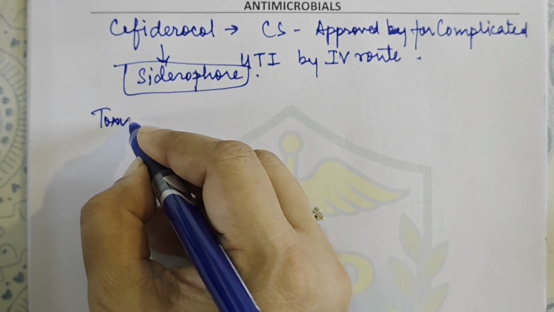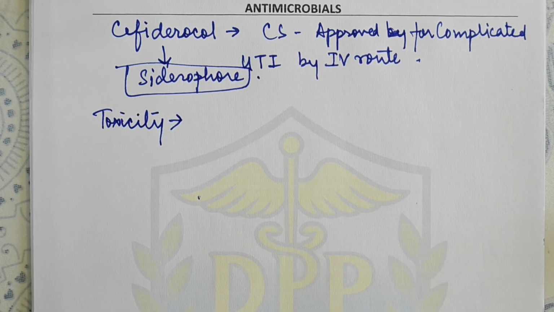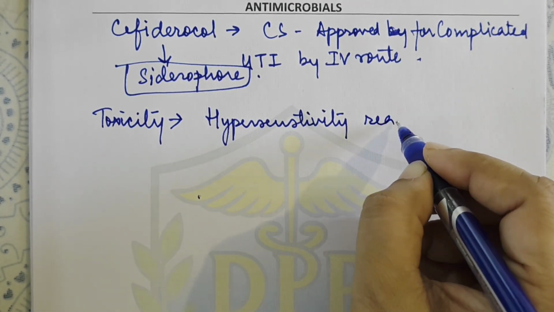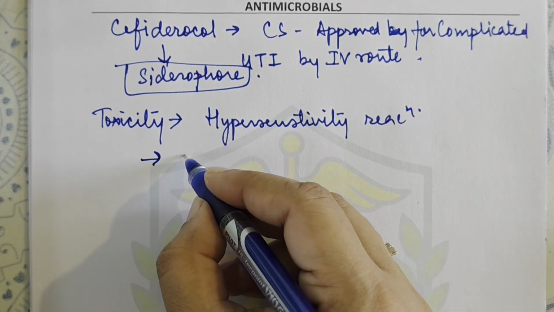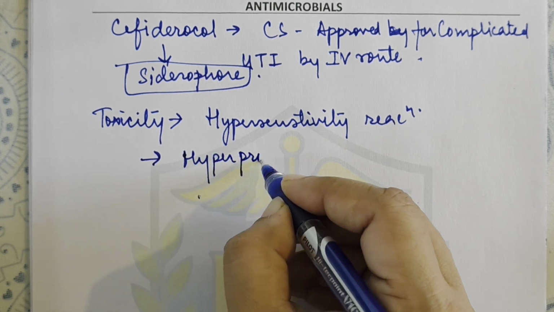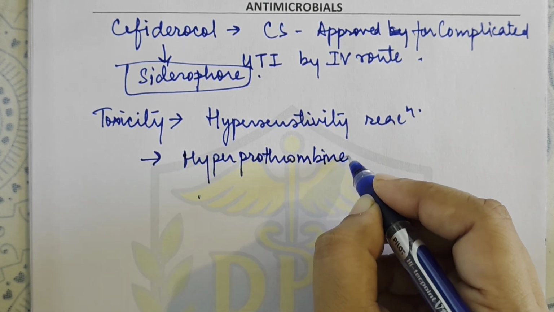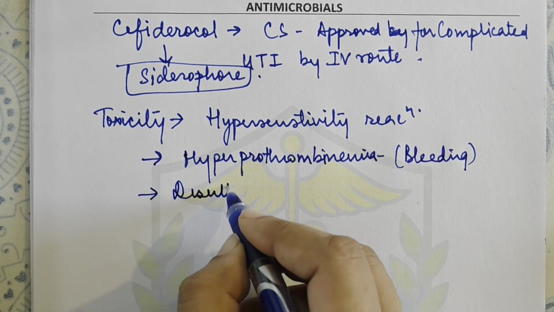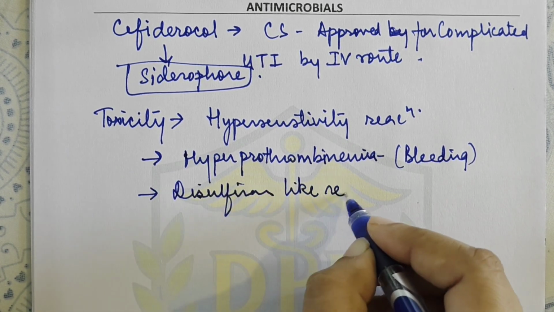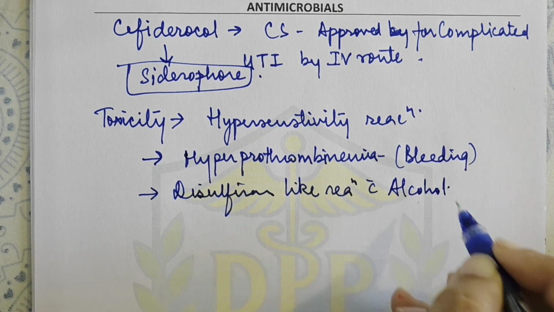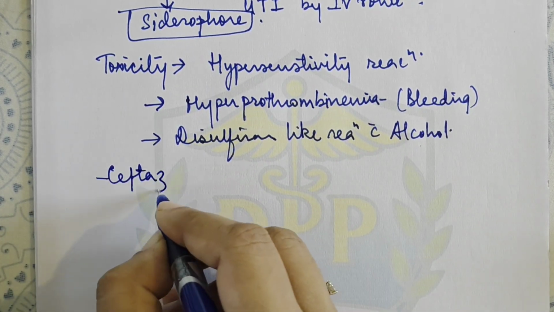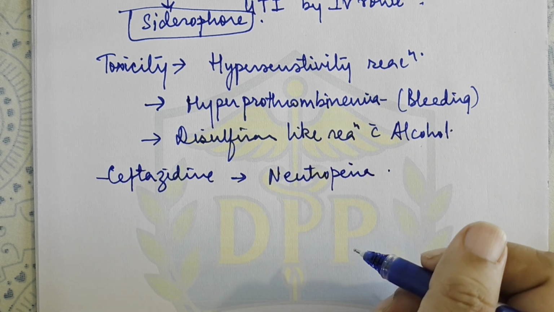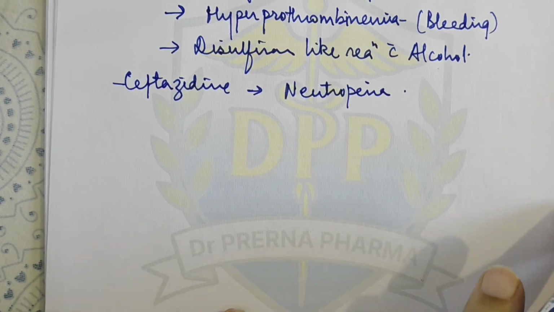Coming to the toxicity, what are the various toxicities that cephalosporins cause? They cause hypersensitivity reactions. Then they also cause hypoprothrombinemia, which is basically bleeding, and they cause a disulfiram-like reaction with alcohol, right? Then ceftazidime is also implicated in causing neutropenia. Okay, so these are the various cephalosporins.